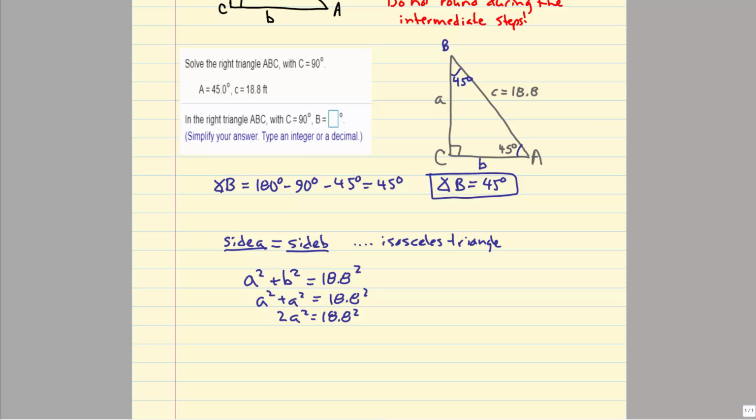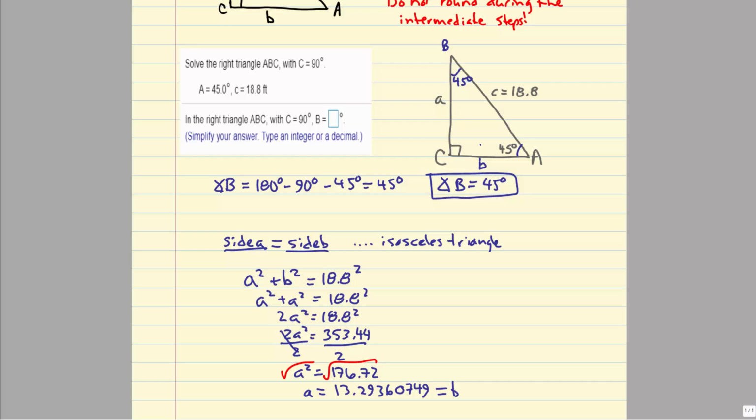Then we're going to have to multiply this out. 18.8 squared is 353.44, so 2a squared equals 353.44. Divide both sides through by 2, and I get a squared equals 176.72. In order to figure out what a is, I need to take the square root of both sides, so a equals the square root of 176.72, and I get 13.29360749. I also know that this is the same as b, because this is an isosceles triangle. Two equal angles means I have two equal sides opposite.